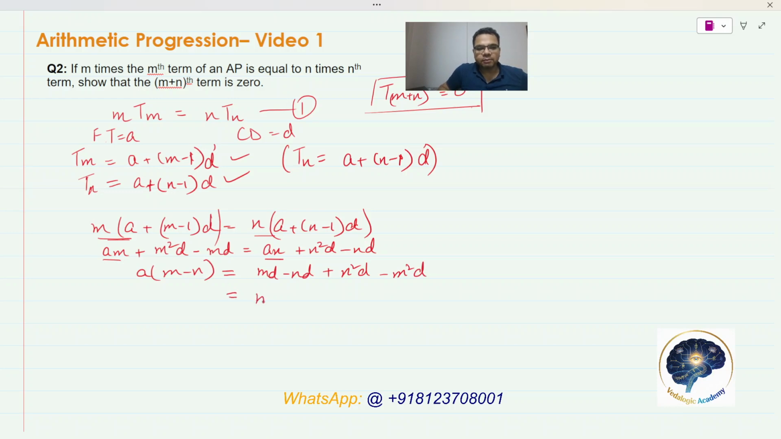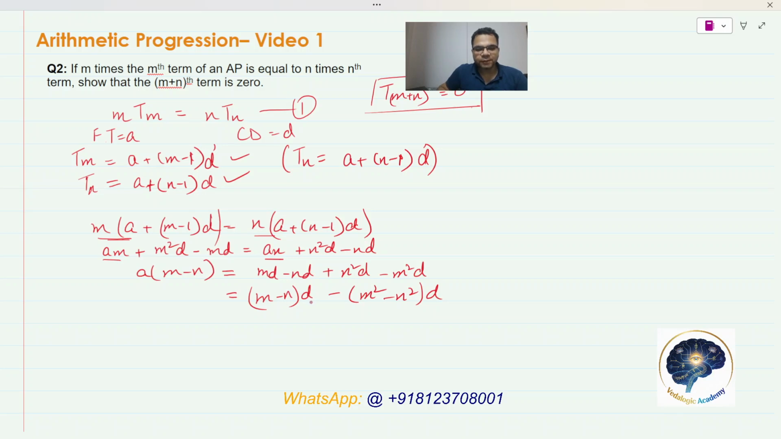So what I'll do, I'll put m minus n common here for d, and similarly, I won't take plus here because it's better to take m square as positive, m square minus n square into d. So if you see from here, we have the whole thing.